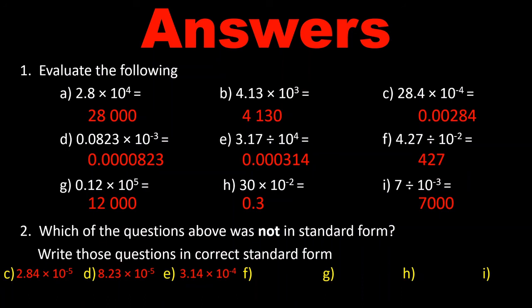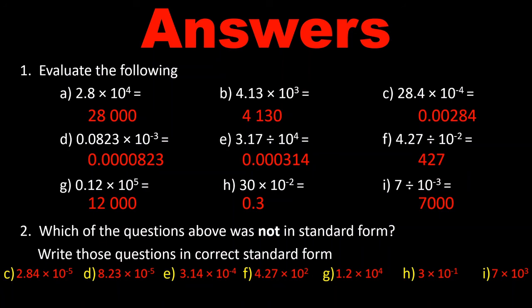F should have been 4.27 times 10 to the power of positive 2. Rather than dividing by 10 with a negative power, we're multiplying by 10 with a positive power. Question G should have been 1.2 times 10 to the power of 4. We don't need to move that decimal quite as many places. Question H should have been 3 times 10 to the power of negative 1. We don't need to shift the place values down quite so far if we start with a smaller value. And I should have been 7 times 10 to the power of 3. Again, rather than dividing by 10 to some negative power, we're multiplying by 10 to a positive power.